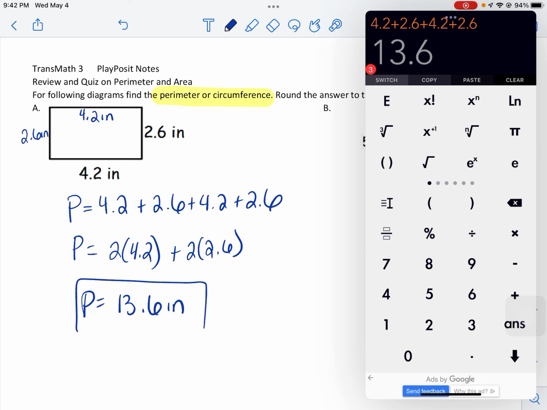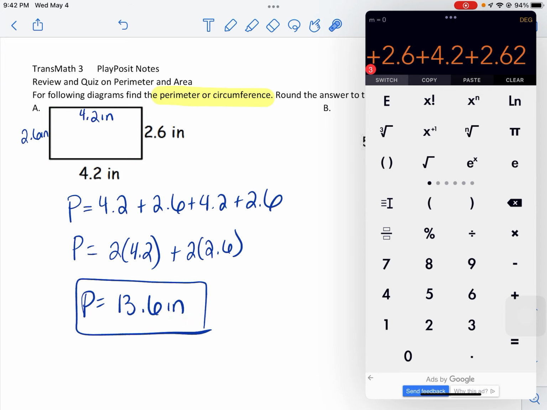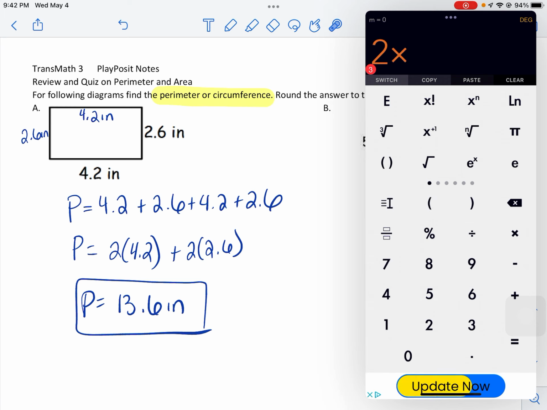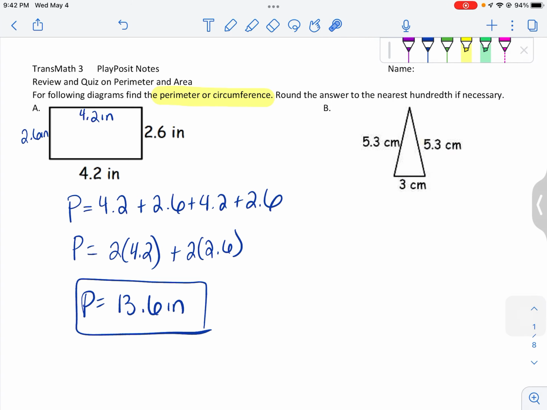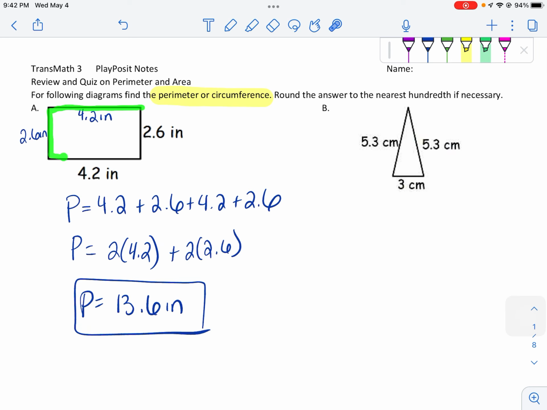And remember, perimeter is measured in linear units, which means it's one-dimensional. So our labels are just in regular inches. So it'd be 13.6. If I did 2 times 4.2 plus 2 times 2.6, I would get the same answer as well. So for the perimeter of a parallelogram, you just add up all of the sides.